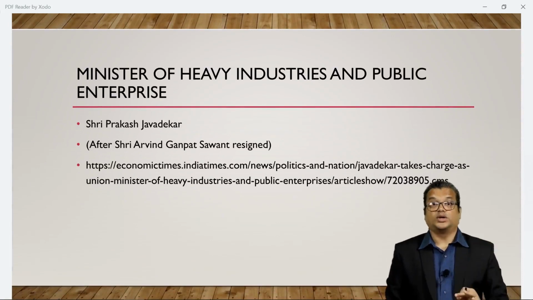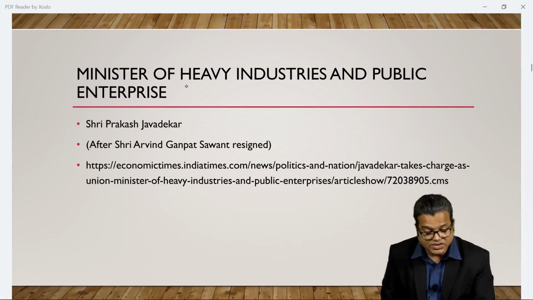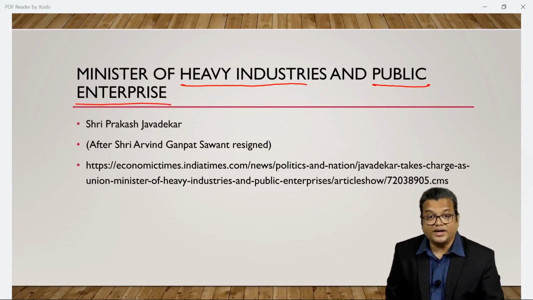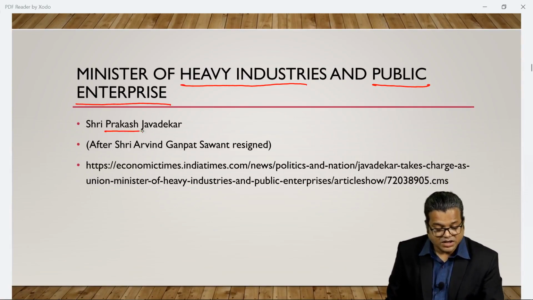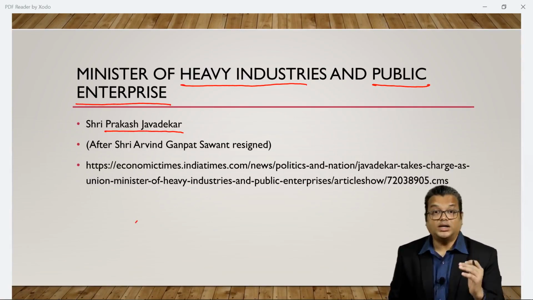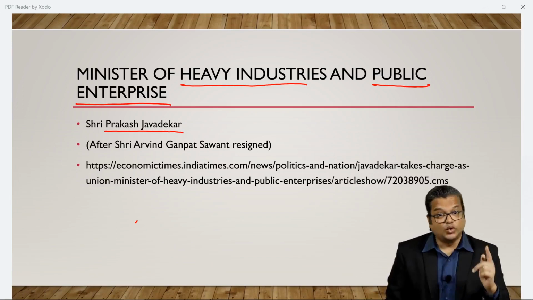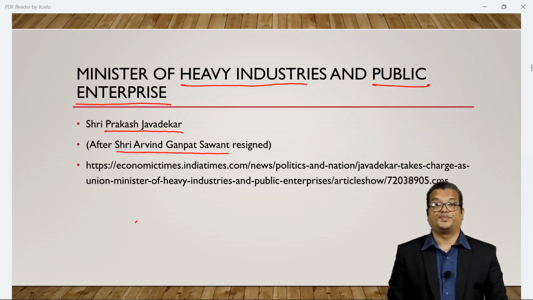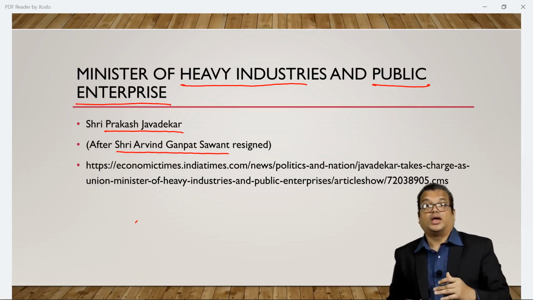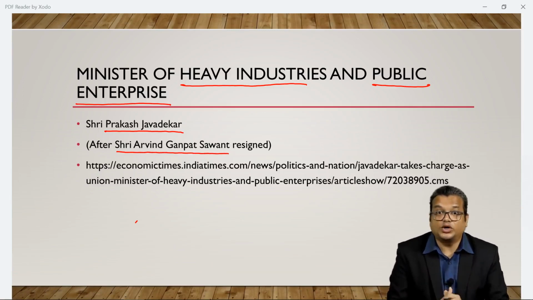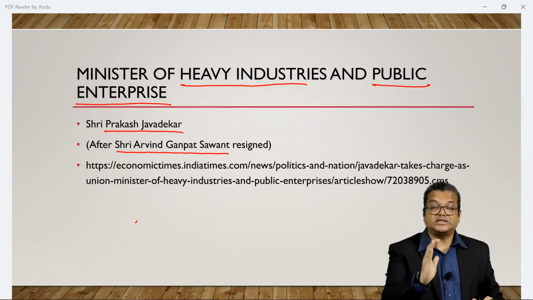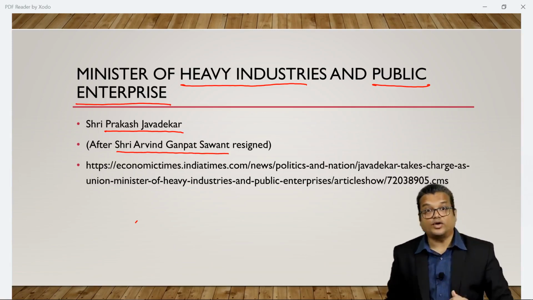It is about the Ministry of Heavy Industries and Public Enterprises. So right now, who heads this department? That is Shri Prakash Javadekar. Earlier, this ministry was held by whom? It was held by Shri Arvind Ganpat Sawant, who offered his resignation, and then that department was handed over to Shri Prakash Javadekar.